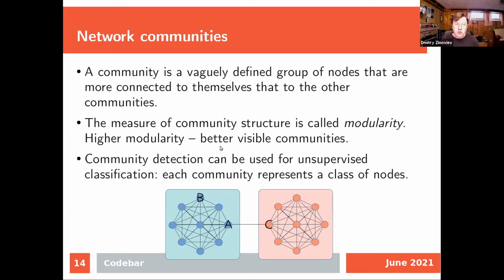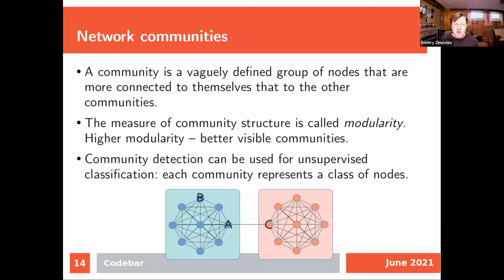One thing that I want to mention is network communities. A community is a vaguely defined group of nodes that are more connected to themselves than to the other nodes, to the other communities. The measure of community structure is called modularity. It is a number between negative 0.5 to positive 1. Positive 1 means that we have a very nice community structure. We have very well-defined communities, usually visible with an unarmed eye. Negative 0.5 means that there is no community structure whatsoever. It's just one big mess.